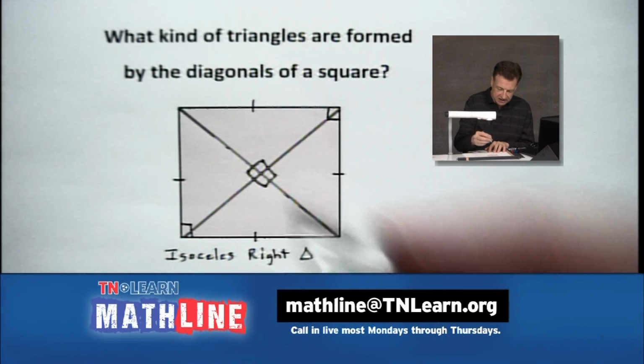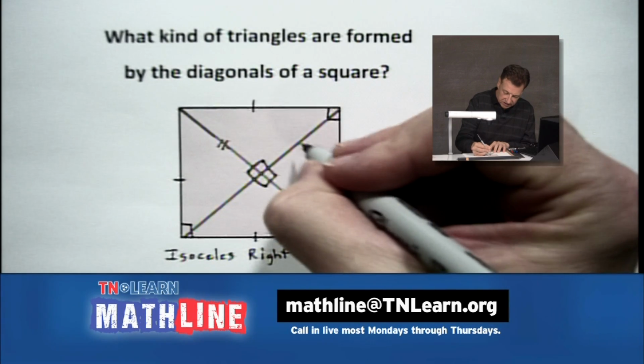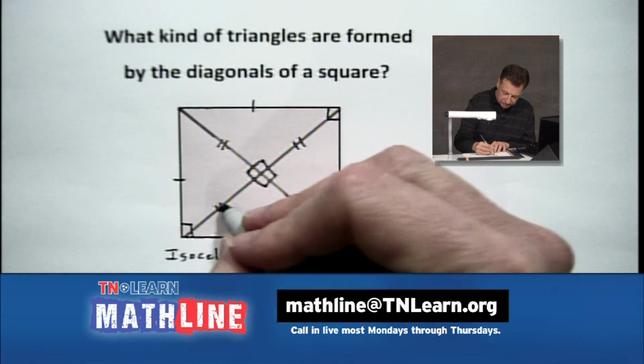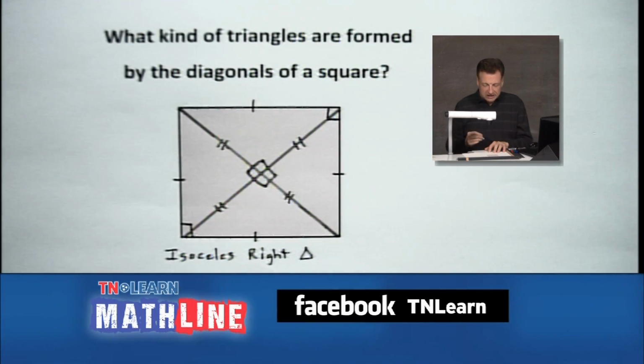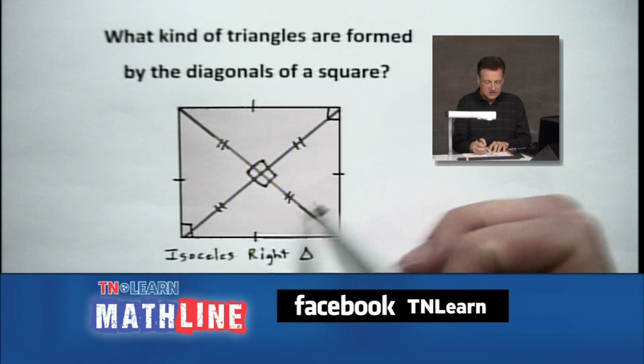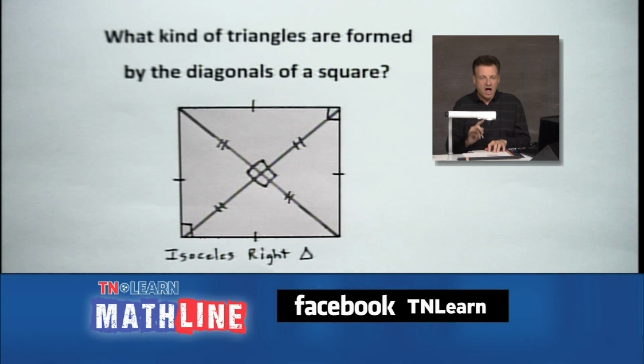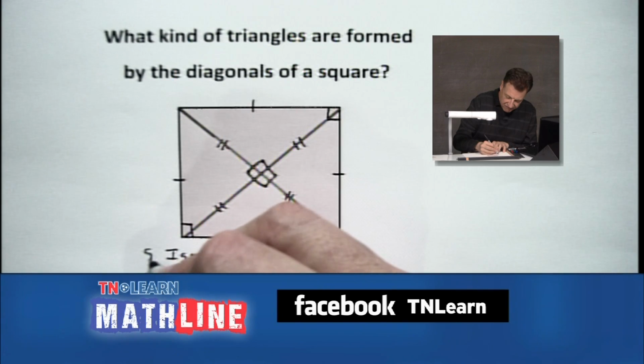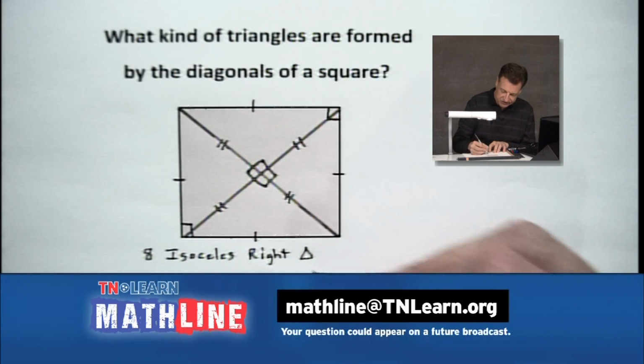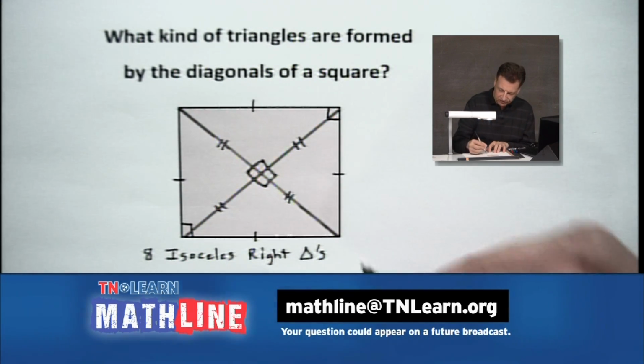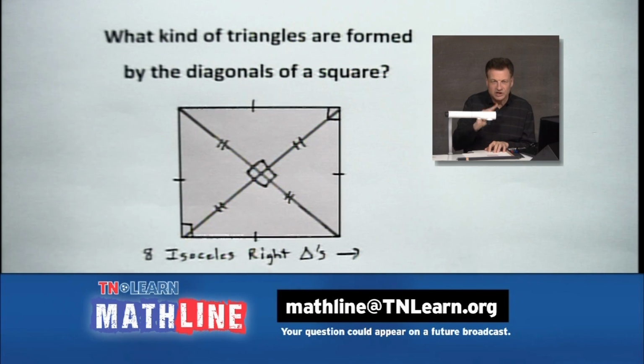And, you know what? Diagonals are going to be congruent. They're bisecting each other. It looks like I've got some more isosceles right triangles. All of these are, I've got 8 of them, 8 isosceles right triangles. And you know what that means? Everybody knows what that means? What kind of degree measures do we have?